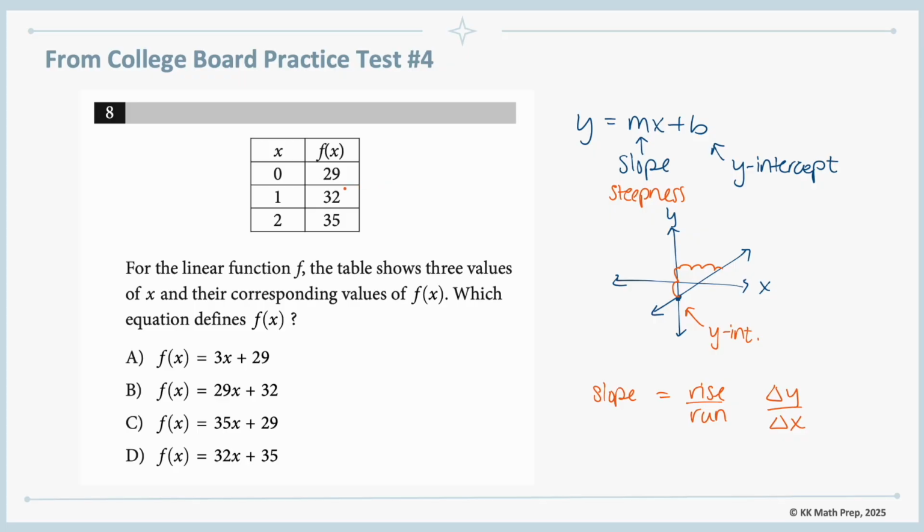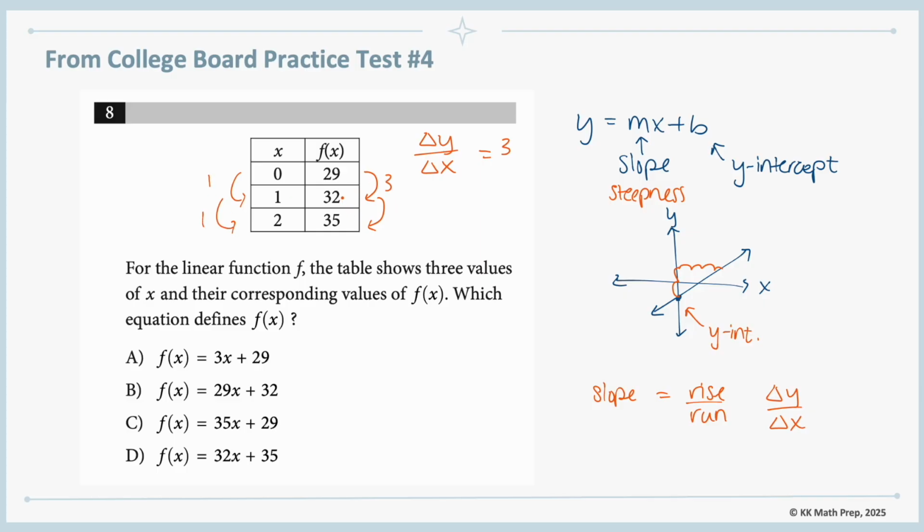So since we're going to need the slope and the y-intercept to figure out which equation is correct, we'll go ahead and find those 2 pieces. Now the slope. If I want to start with the slope, we need to figure out how much is the change in y over the change in x. So the change in y is going to be the difference from one value to the next. So the difference between this value and the one before it, 32 minus 29, would be 3 units. The change in x is 1 unit.